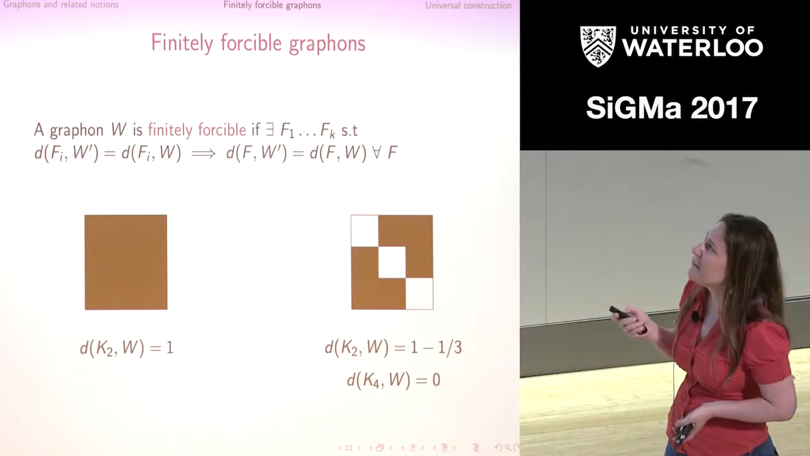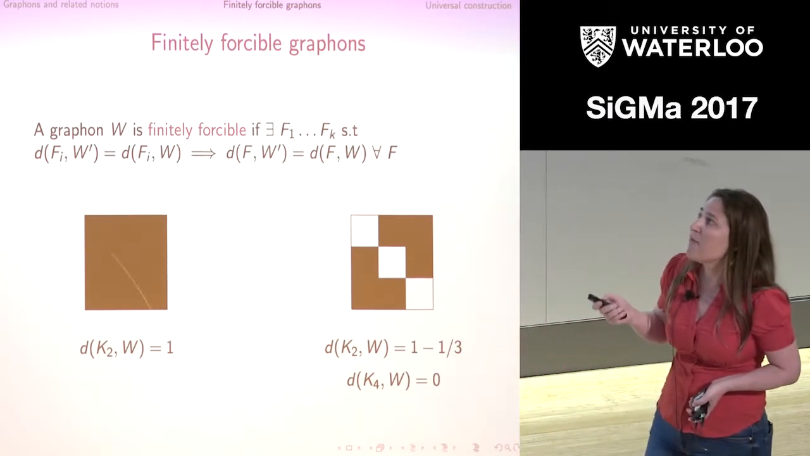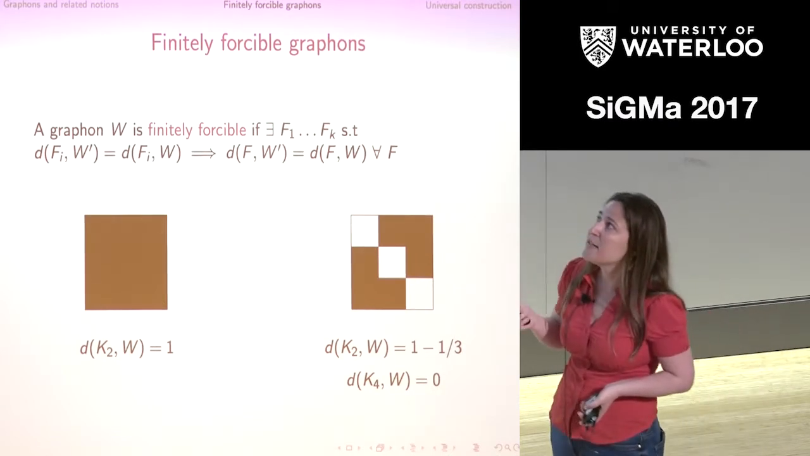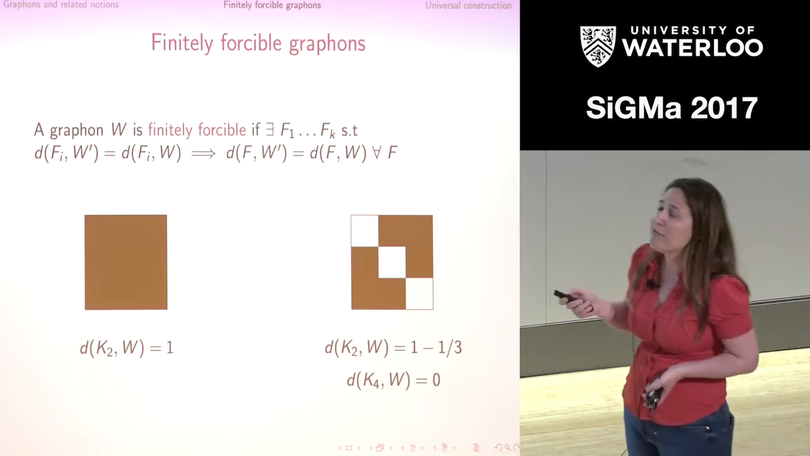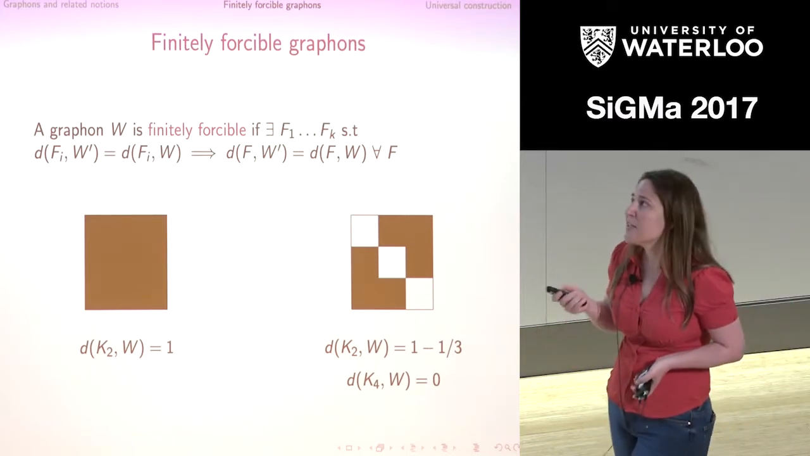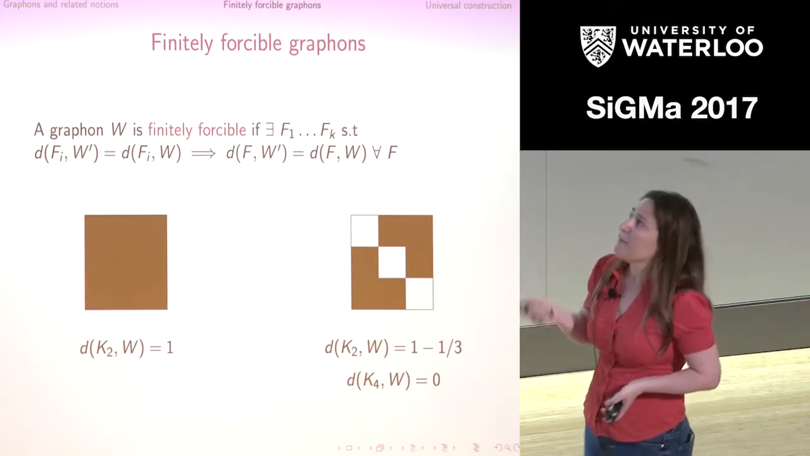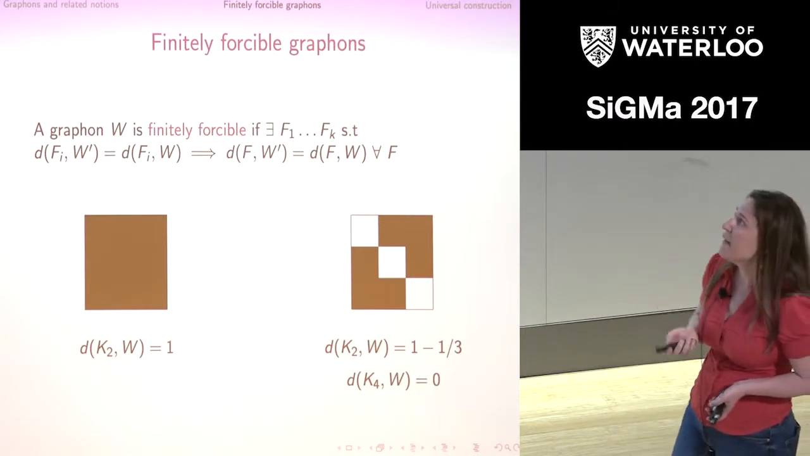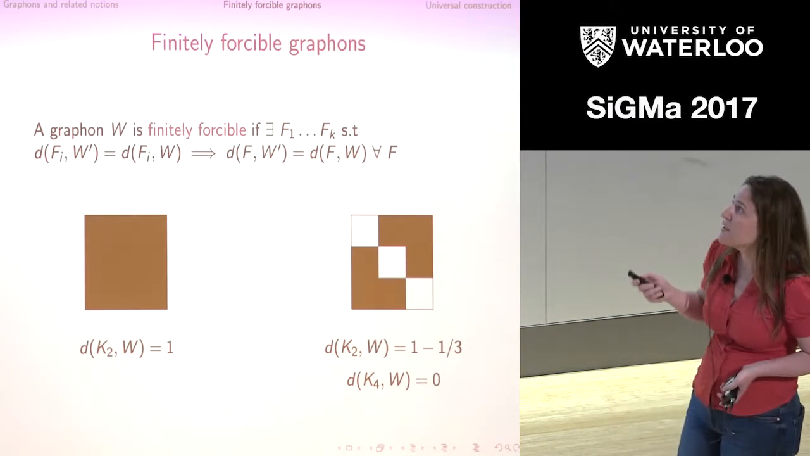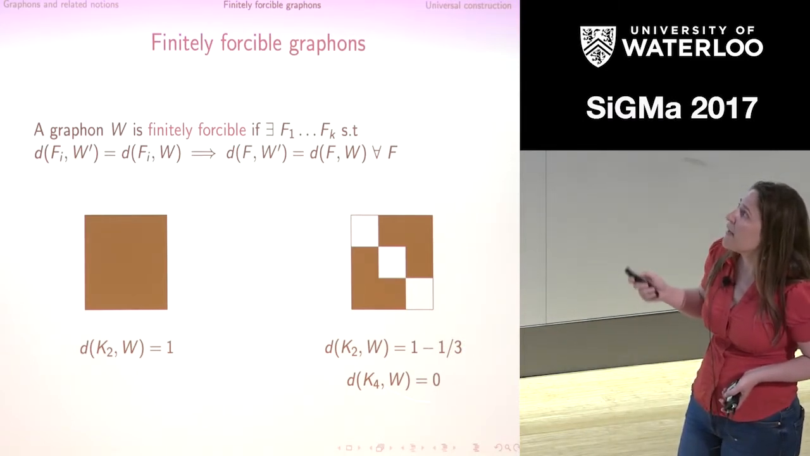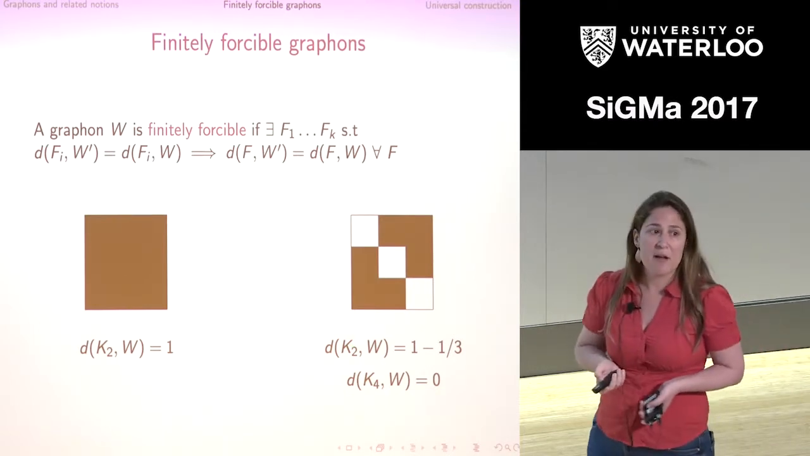For example, in the previous slide, what I said to you was that this graphon 1, constant everywhere, is finitely forcible, and you just need to know its edge density, and any other graphon that has this edge density will be the same as this one. Actually, it's weakly isomorphic, but it doesn't matter. And the same goes for this graphon, so it's finitely forcible exactly because any other graphon that has exactly the same densities of K2 and K4 will be exactly this graphon.